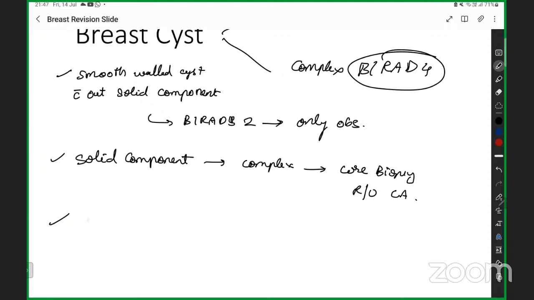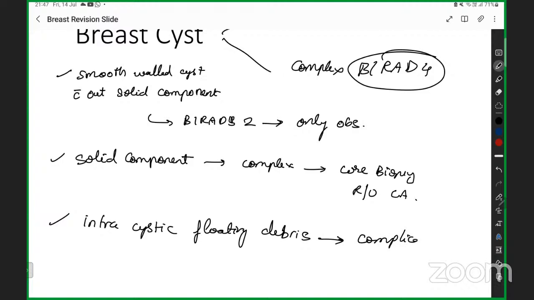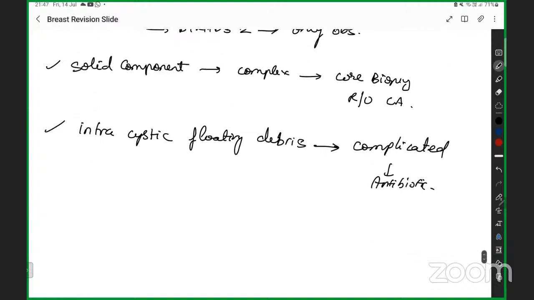The third point is, if you find intracystic floating debris, then you are going to call it a complicated cyst. In this patient, you are going to go for an antibiotic. Okay, this is the procedure.